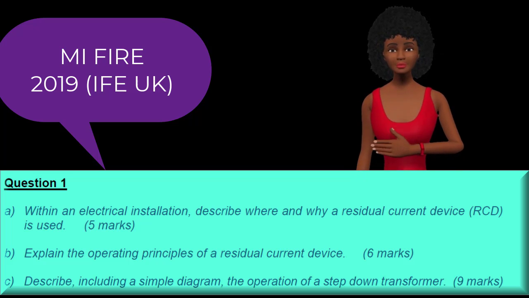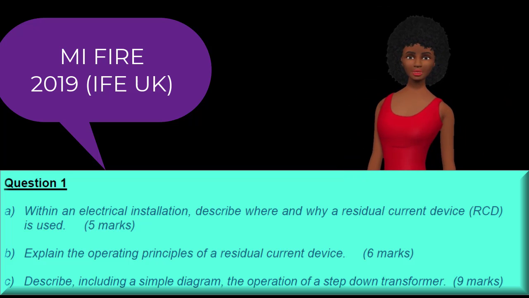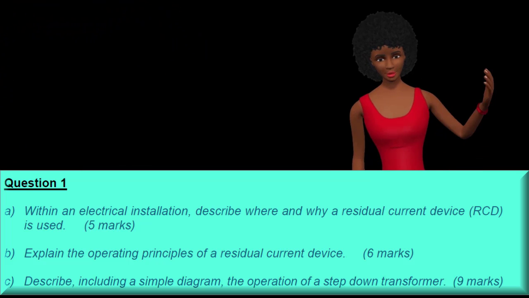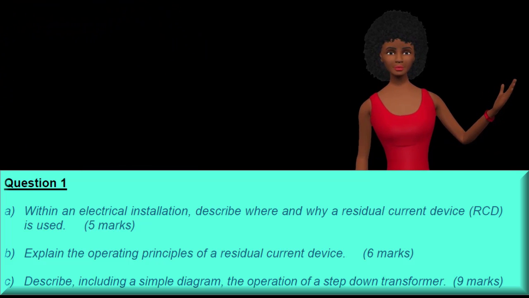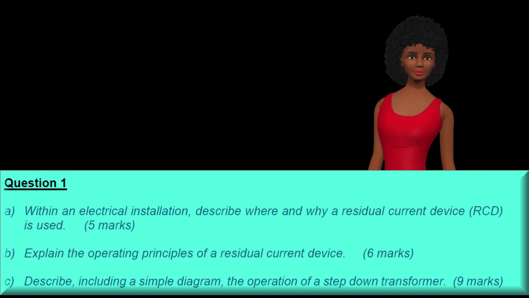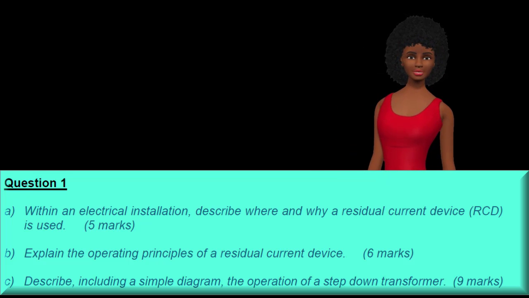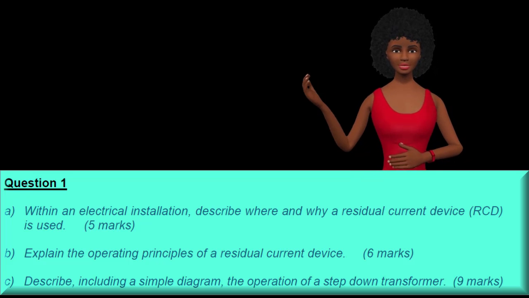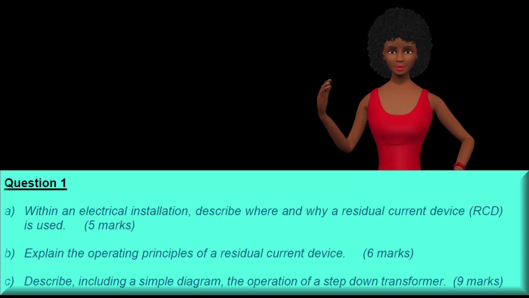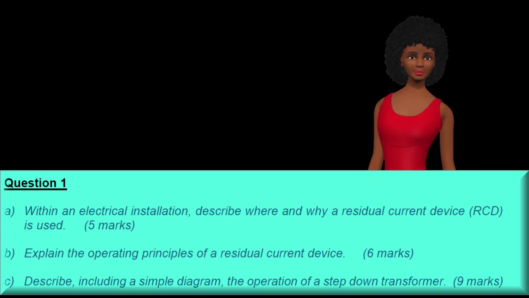Question 1. A. Within an electrical installation, describe where and why a residual current device, RCD, is used. 5 marks. B. Explain the operating principles of a residual current device. 6 marks. C. Describe, including a simple diagram, the operation of a step-down transformer.